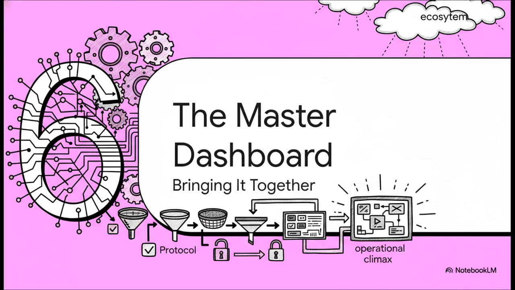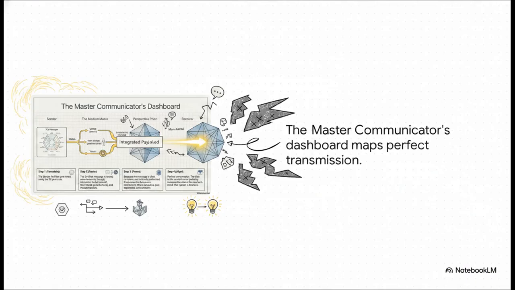Finally, we arrive at Section 6, the Master Communicator Dashboard. Let's bring it all together. We've covered the ecosystem, the interference filters, the protocols, the delivery pathways, and the physical execution. Now let's bring all these incredible systems and frameworks together for the ultimate operational climax. This is it, folks, the Master Communicator's Dashboard. Let's enthusiastically trace the journey of the signal one last time.